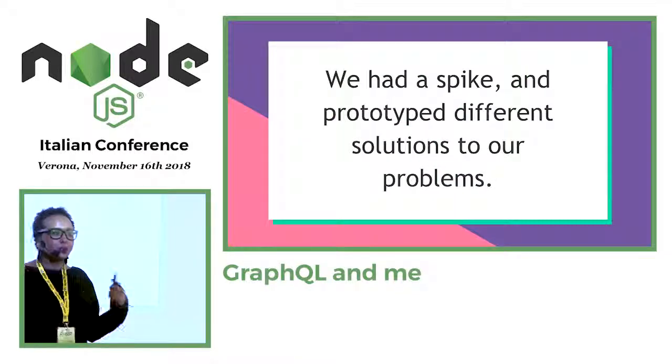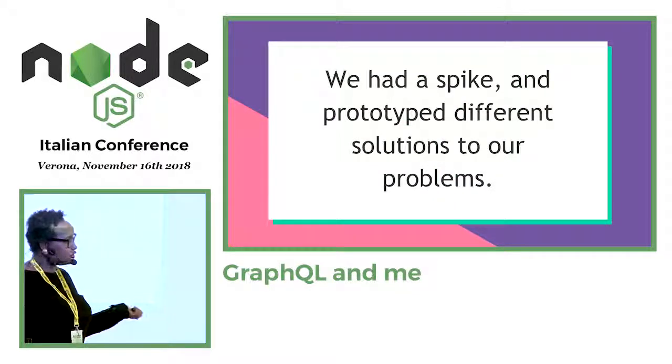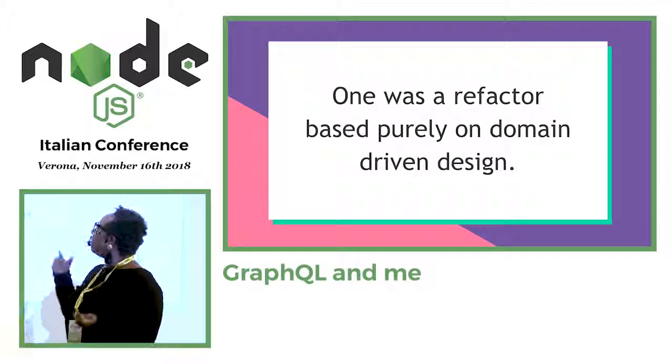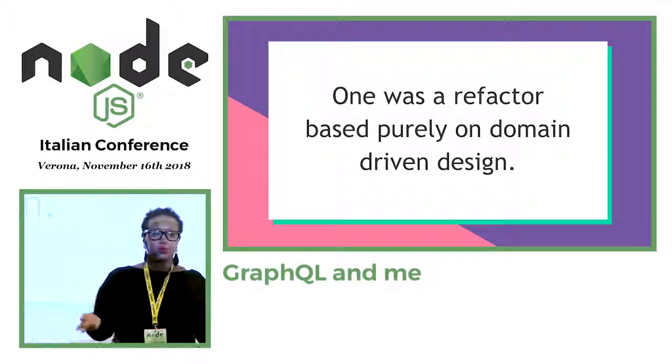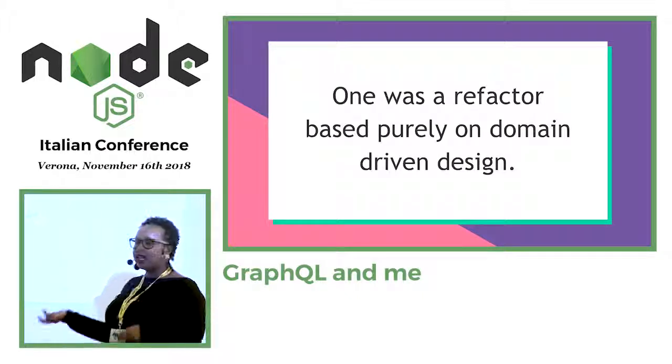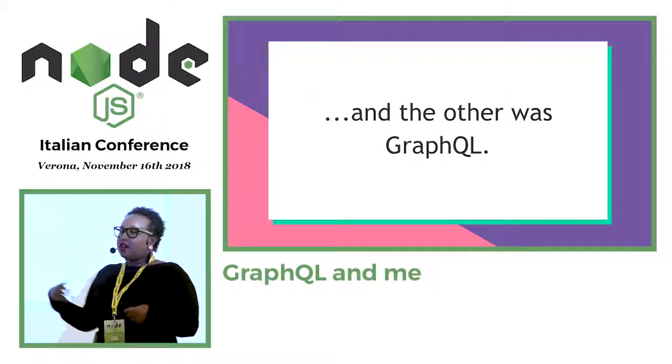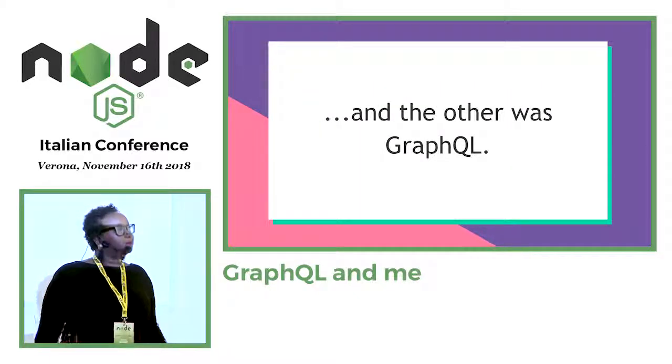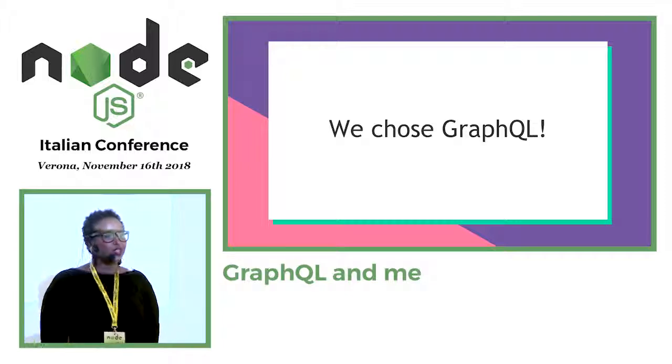First of all, we had a spike to prototype different solutions. One of them was a purely domain-driven design. And the other one was GraphQL. And spoiler alert, we chose GraphQL.